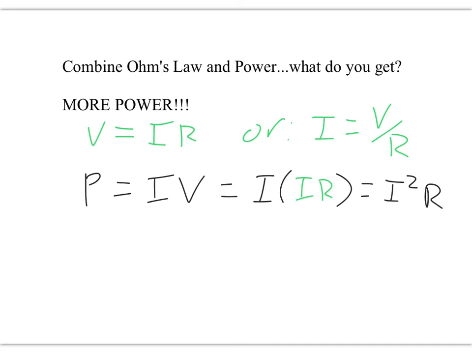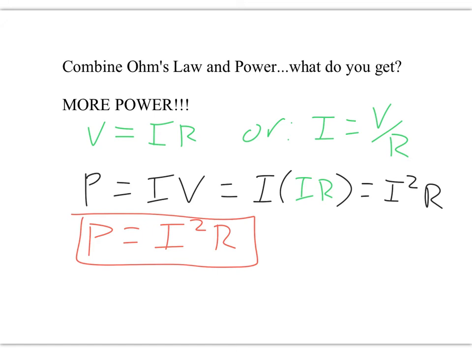So by only knowing the current and the resistance, I can also calculate the power used up in a circuit or in a part of a circuit like a resistor. Okay, so that's pretty useful. So I'm going to write that as power is equal to I squared times R.